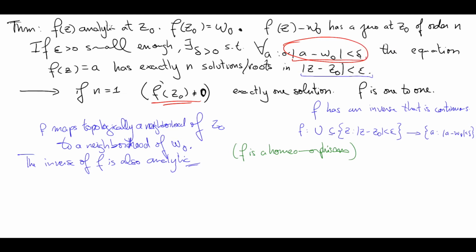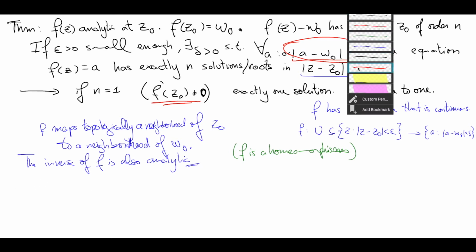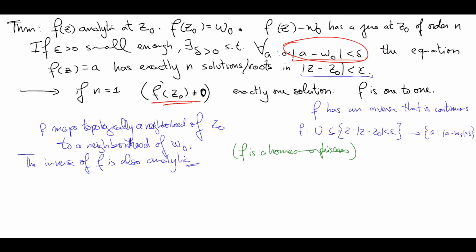So, maybe just to not be confusing: for the map to be topological and for the inverse to be well defined, we needed n equals 1. Because if it's a zero of order 2, there will be some kind of branching. If I have a zero of order 2, then every point in the neighborhood of W0 in the image will have exactly 2 solutions.